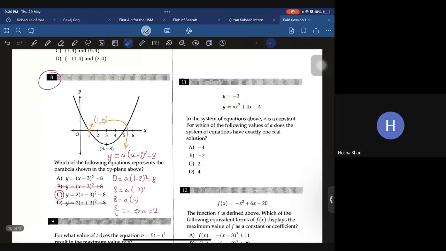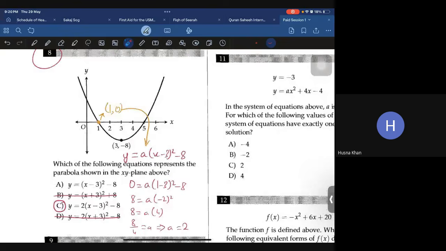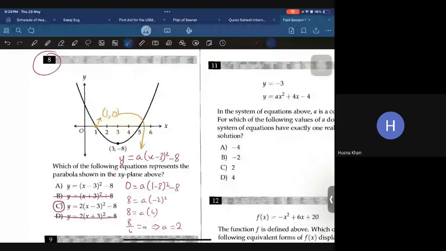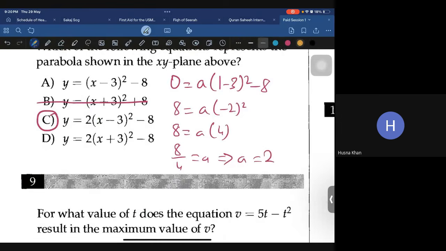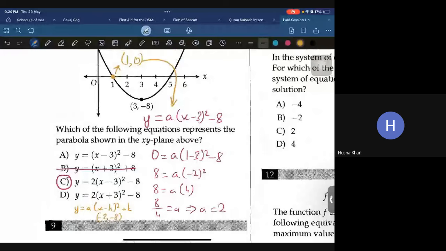Why did I cut D? The reason is that if you look at option D and compare it with our general formula, x minus h whole square plus k, the turning point should be minus 3 comma minus 8, whereas the turning point in the question was 3 comma minus 8. So this is wrong because of that reason. I hope this is clear.